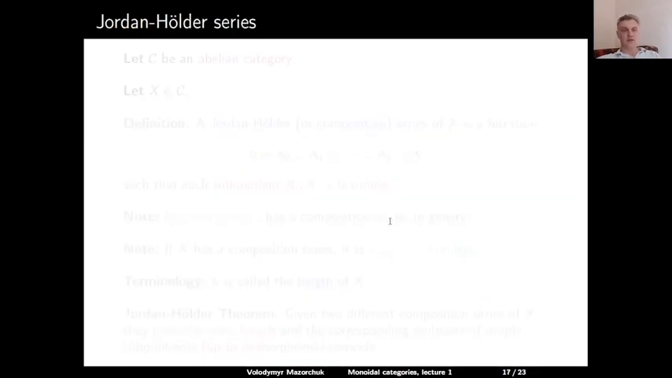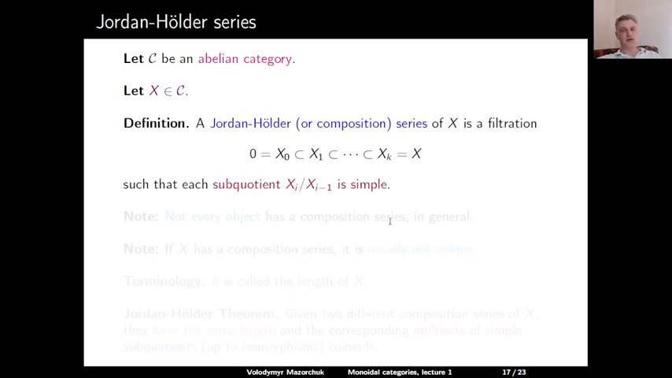So now when we talked about simple objects, it's natural to discuss Jordan-Hölder series. So let C be an abelian category and X an object in C. A Jordan-Hölder series of X, which is also called a composition series of X, is a filtration of subobjects. So we start from the 0 object denoted by x0. This is a sub-object of x1, and so on, sub-object of xk, which is equal to X, such that each subquotient xi modulo xi minus 1 is simple.